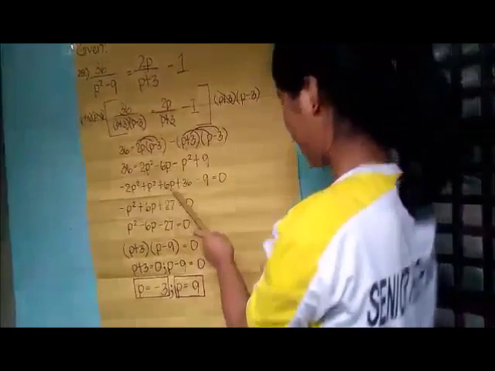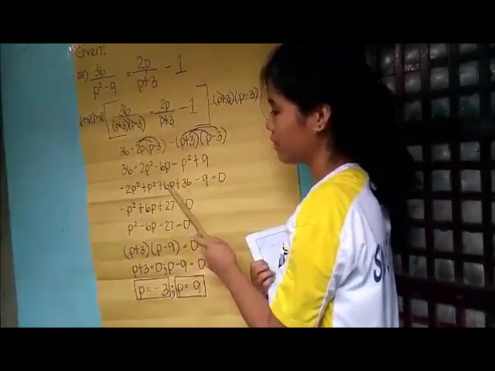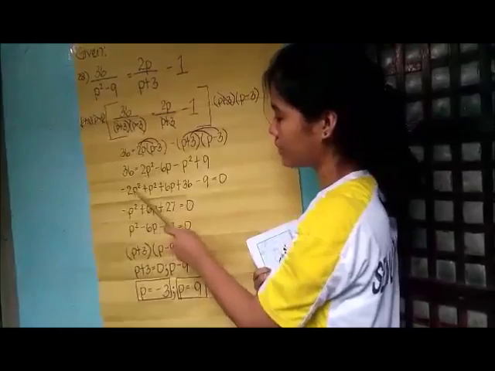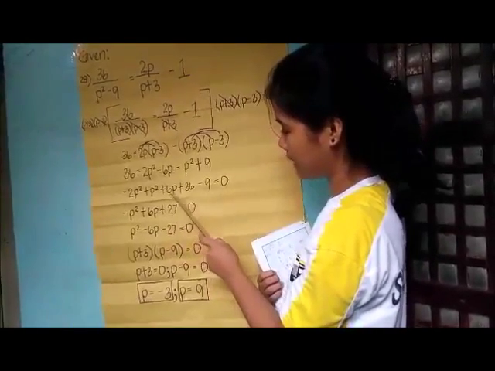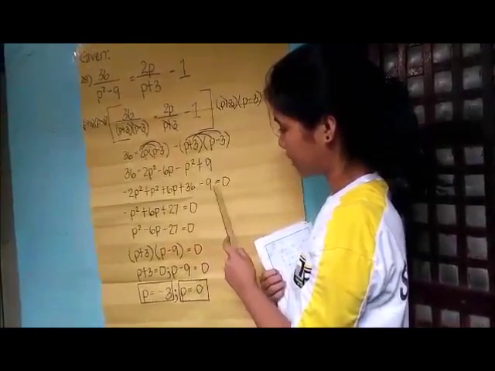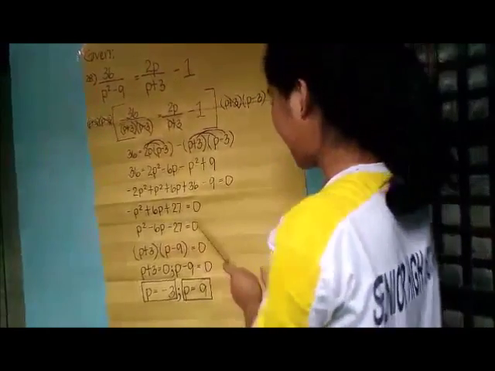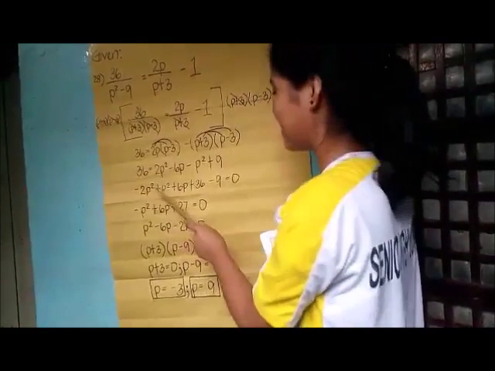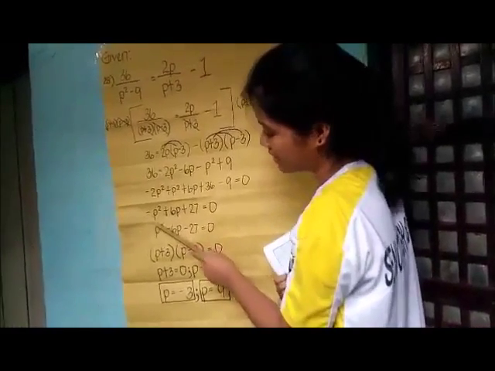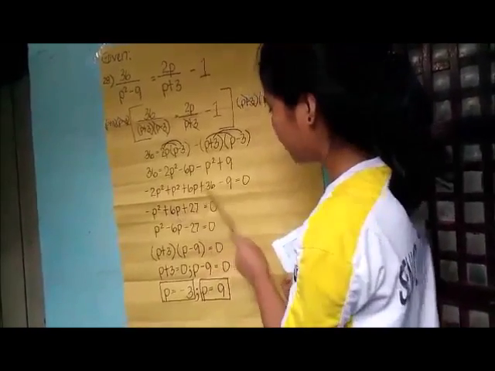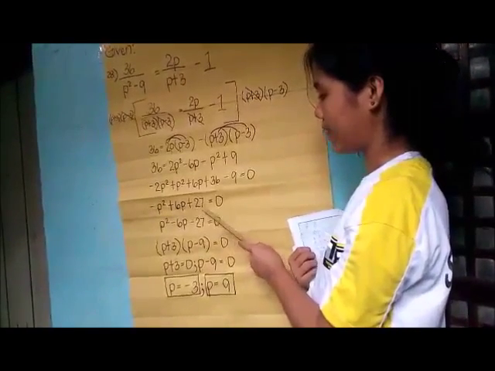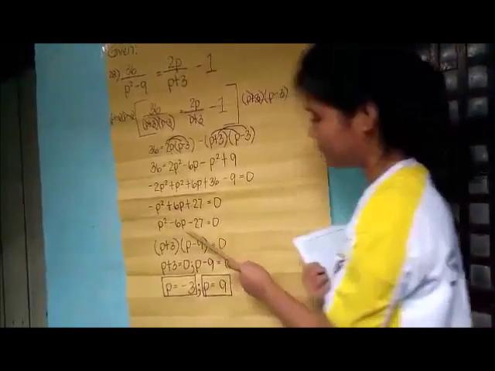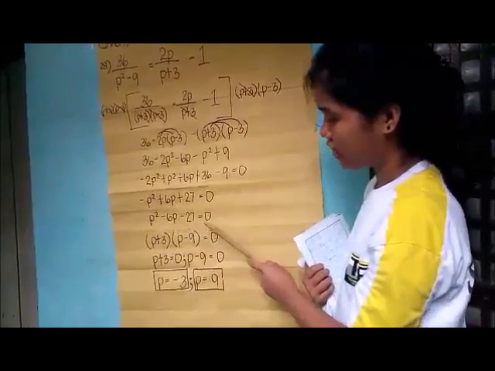I-equate natin siya sa 0. Magiging negative 2, dahil naging negative 2, kasi ito positive. Negative 2p squared plus p squared plus 6p plus 36 minus 9. Tapos, i-combine like terms natin siya. Negative 2p squared plus p squared equals negative p squared plus 6p, 36 minus 9 equals 27. Dahil negative siya, magiging positive. P squared minus 6p minus 27 equals 0.